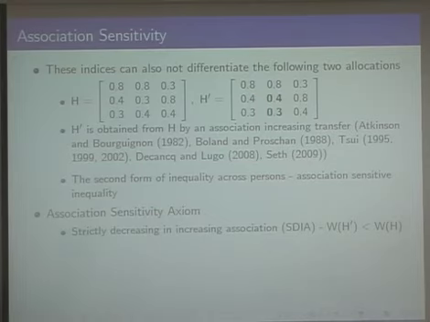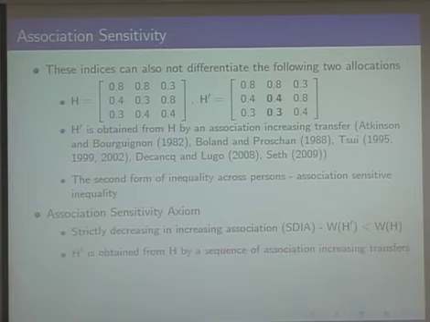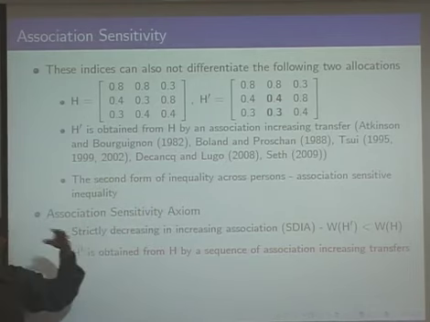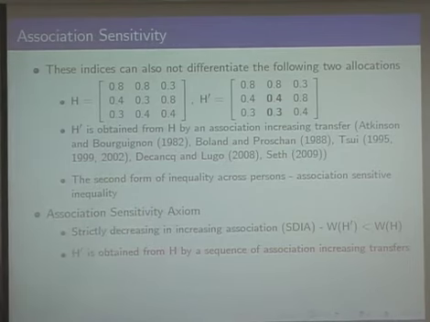So if dimension specific distributions are unaltered, not just the means, which is much stronger, but the correlation between them is increased, then you are going to have a more unequal distribution. Here H prime is obtained from H by a sequence of association increasing transfers. That was one association increasing transfer, but a distribution could be obtained from another by a sequence of such transfers.